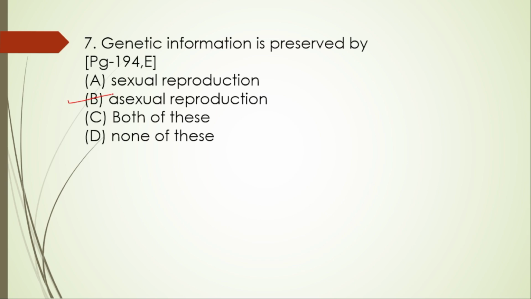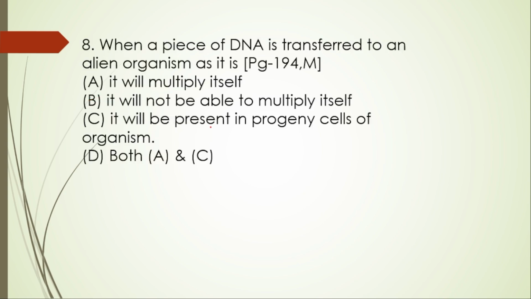But when we talk about sexual reproduction, what happens? Here fusion of the male and female gametes is going to take place, which leads to gene recombination and segregation also. So this process creates variation rather than preservation. So here the next question is question number 8.